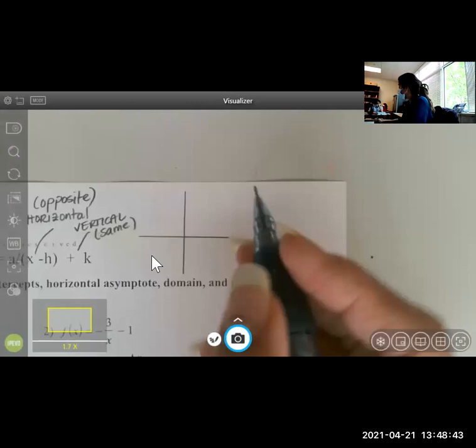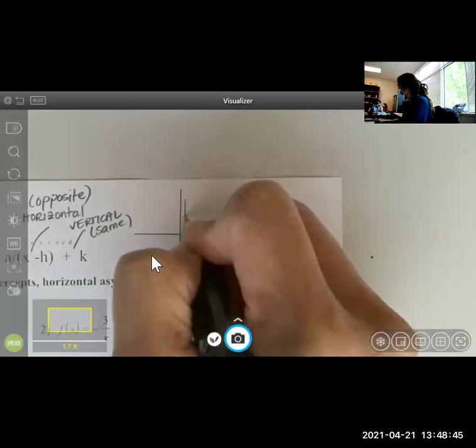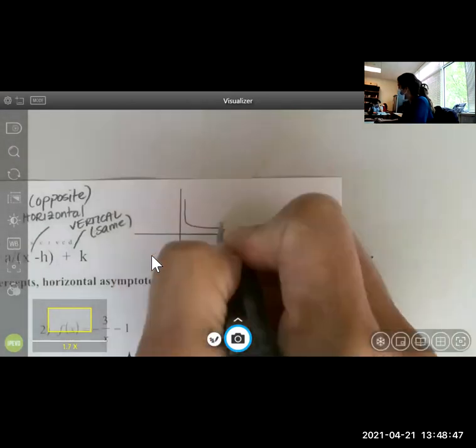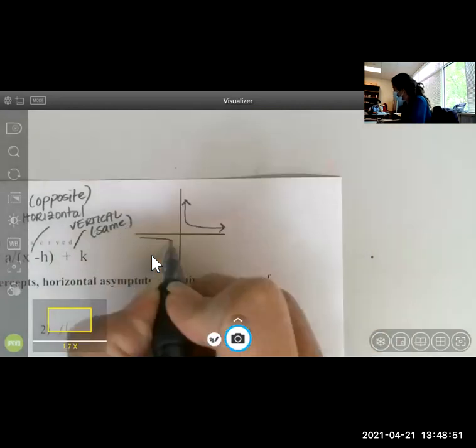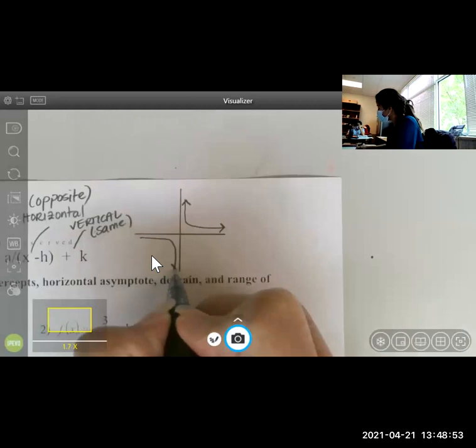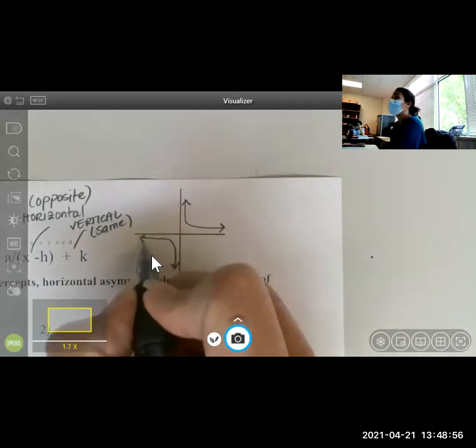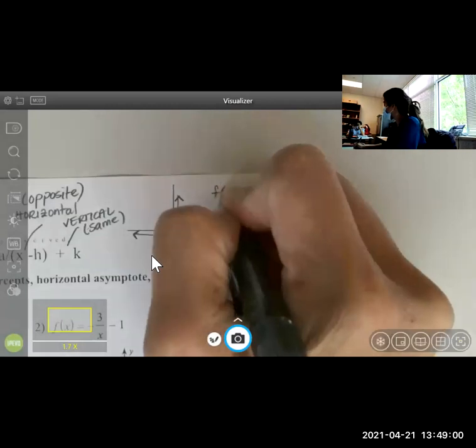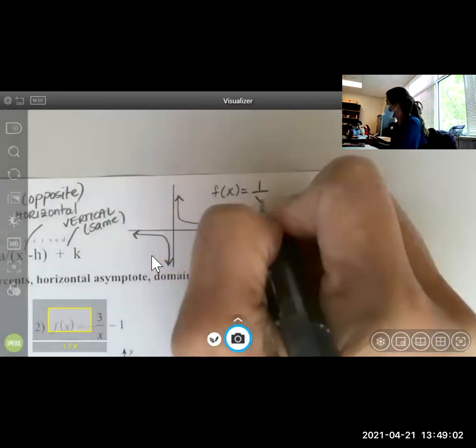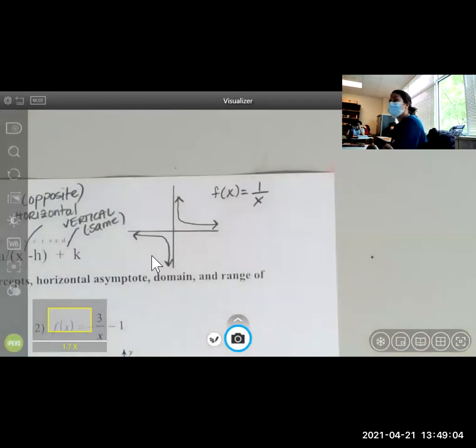And our rational function is made up of these two sets of curves, one in the first quadrant, one in the second, sorry, not in the second quadrant, third quadrant. And the function's equation is f of x equals 1 over x. F of x equals 1 over x.